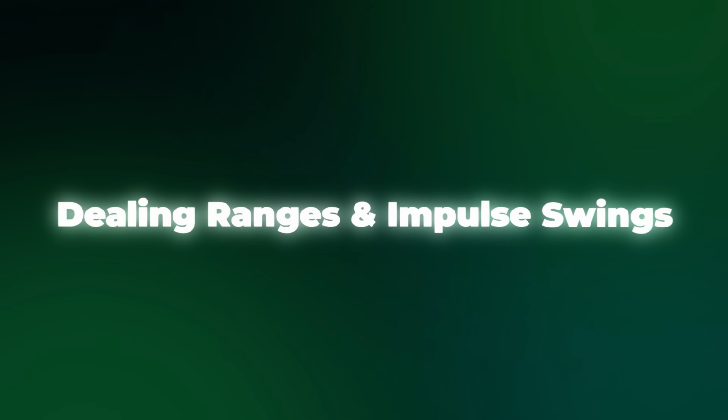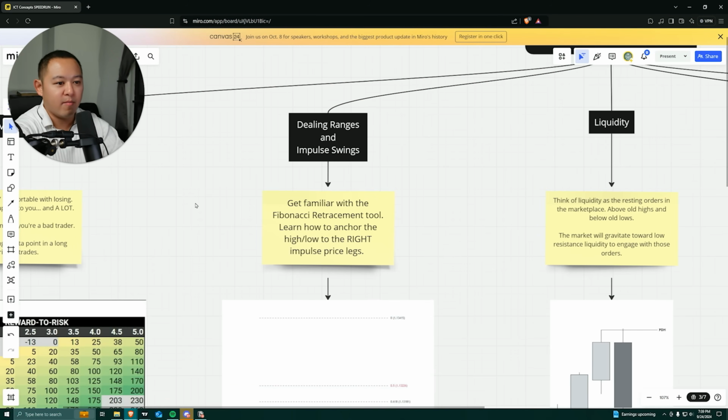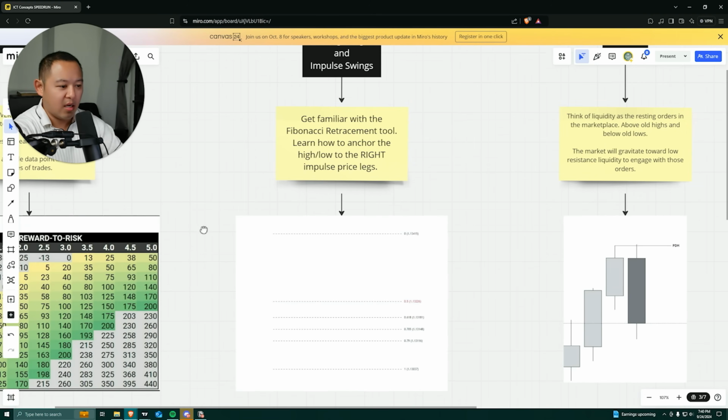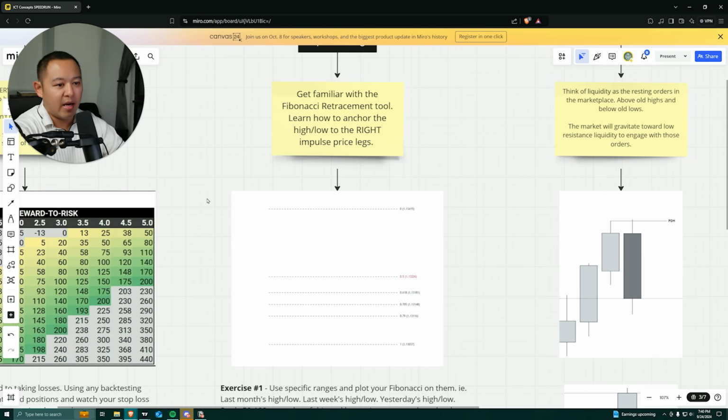All right, dealing ranges and impulse swings. So get familiar with the Fibonacci retracement tool and learn how to anchor the high and low to the right impulse legs. And I get questions about this pretty frequently. How do I determine the dealing range, or how do I know where to anchor my high and low? So my biggest thing is to make sure that these highs and lows are extremely, extremely obvious, and that when we have an impulse leg, it really runs away from a specific level. If you have this really tiny, small consolidation, I'm usually just avoiding those entirely and not looking at those as impulse legs.